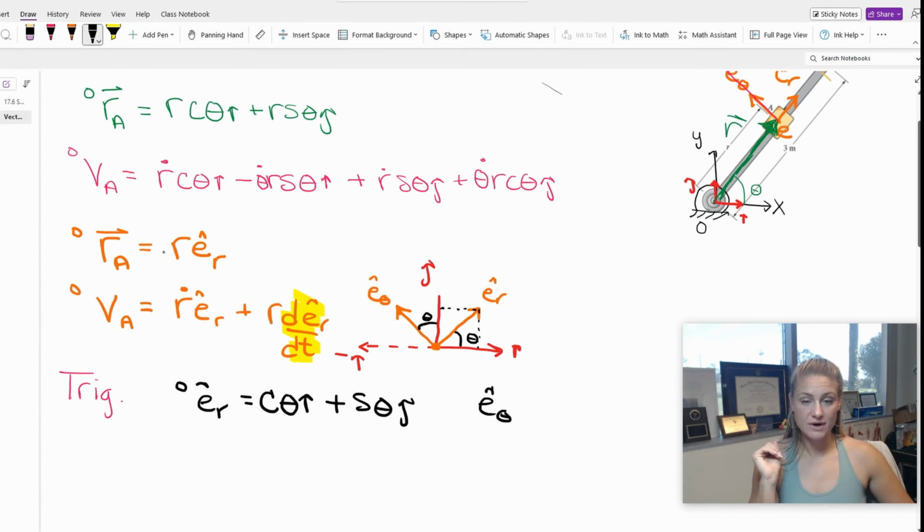And e_theta, represented in the inertial reference frame, is going to be, and this time I'm going to project down here and here. So this is going to be a length of 1.